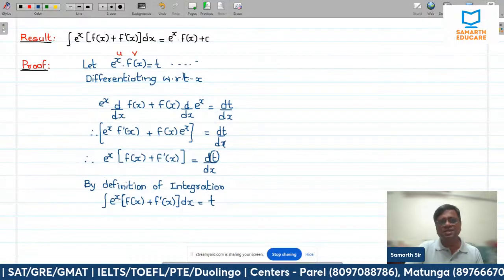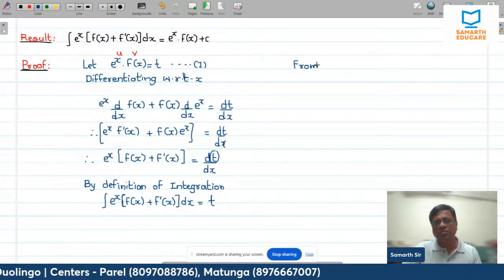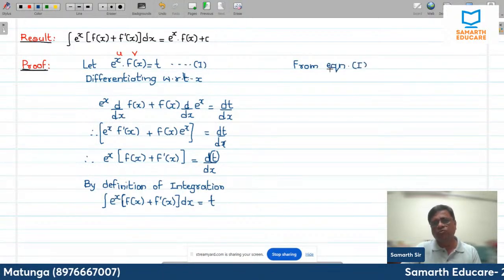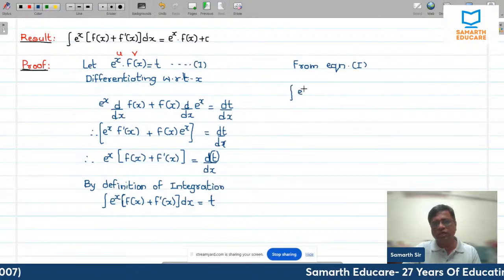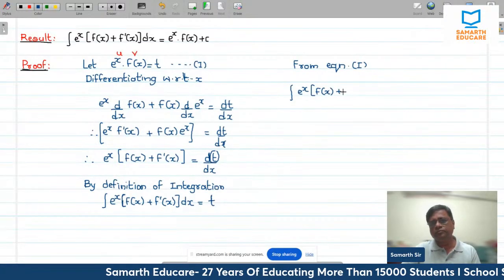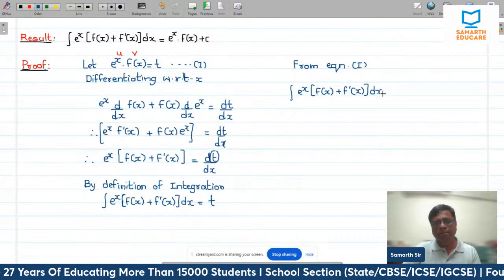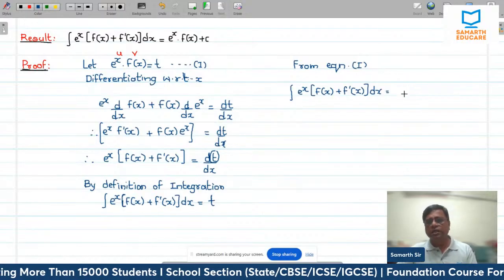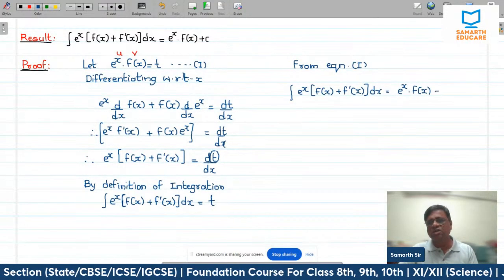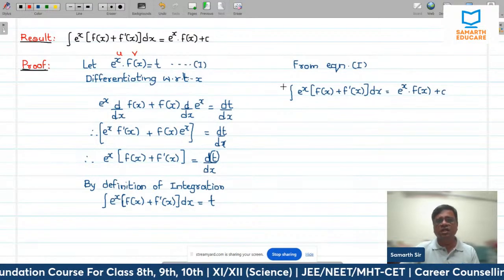So if I mark this as equation number 1, from equation 1 what do we get? From equation 1 we get the integration of e raised to x into f of x plus f dash x is equal to t. What is t? e raised to x into f of x. Since it is integration, I'll be writing plus c, right? So this is the last proof.